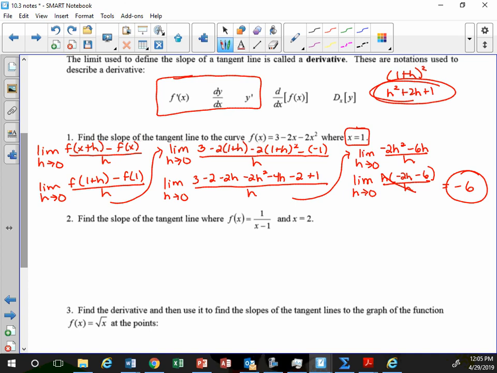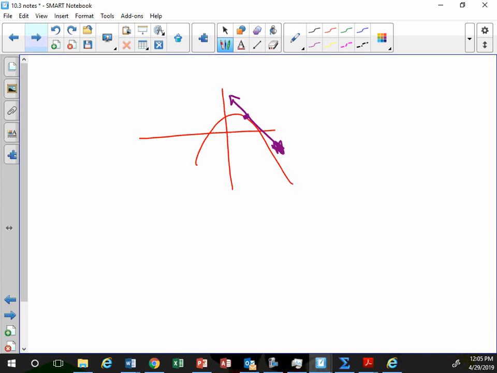Now let's talk about what this negative 6 actually means. If you were to graph this equation in your calculator and look at it when x equals 1, and you drew the tangent line, like in your mind, the slope of it should be negative 6. So if you graph it, that's a terrible version of the graph, but it's some sort of upside down parabola, right? If I go over to x equals 1, draw on that tangent line, slope is -6. It's actually a little more steep than that, but you get the idea. That's what we're finding.